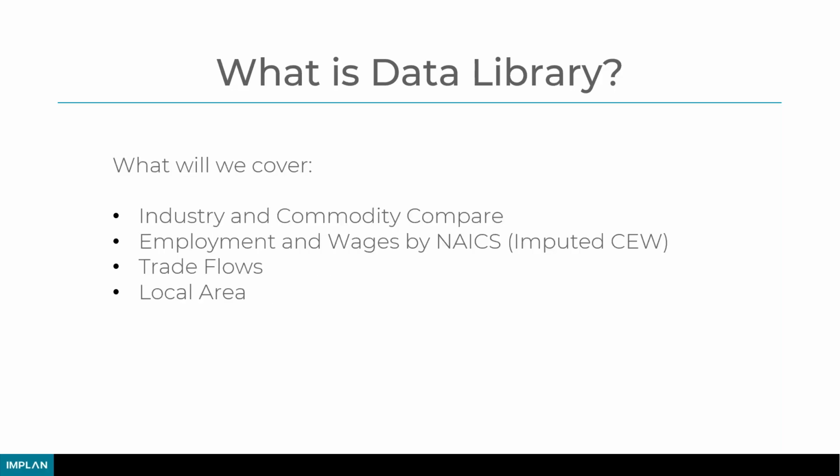What we're going to cover today specifically are industry and commodity compares, employment and wages by NAICS code in the imputed CEW dataset, trade flows, and then the local area research tab that has a number of data items pulled together that allow for particular methods and approaches of analyzing and exploring a local economy.